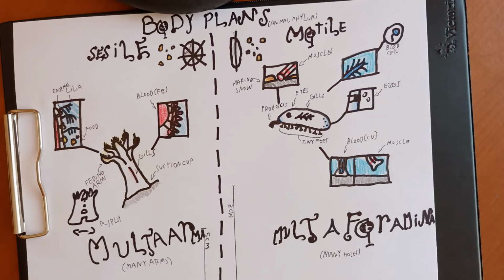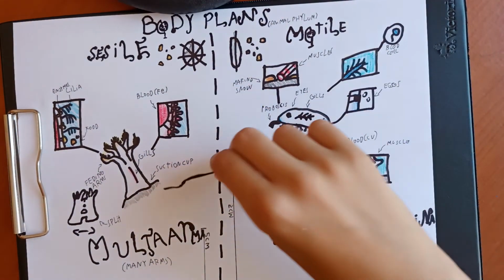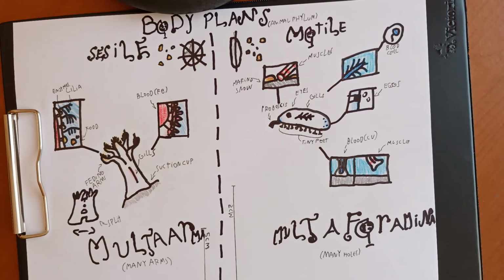So let's now move to the sessile radiosymmetric organism. This organism is a little bit bigger than our multi-organism. Our multi-organism is like 2 or 3 centimeters long, and our sessile polyp multi-arma is exactly 5 centimeters tall.